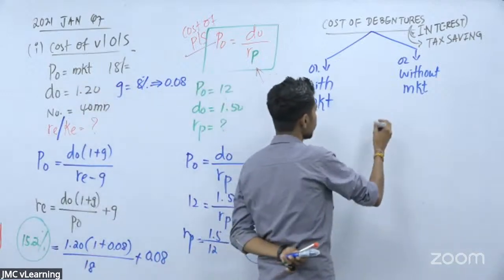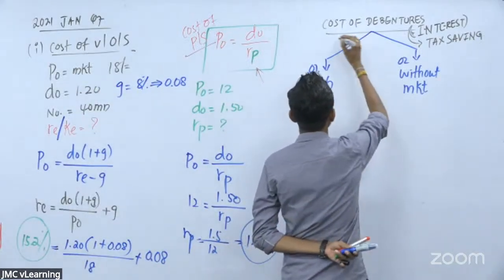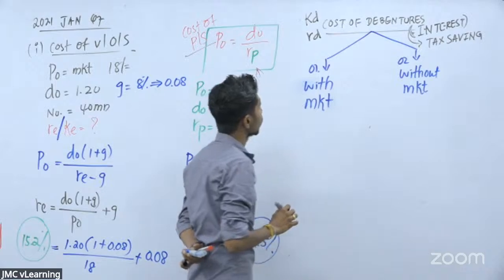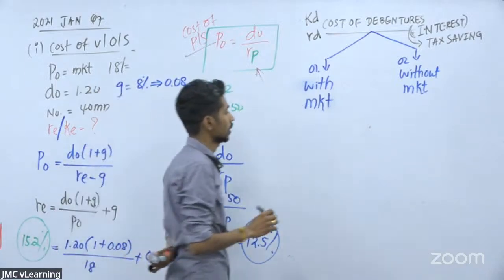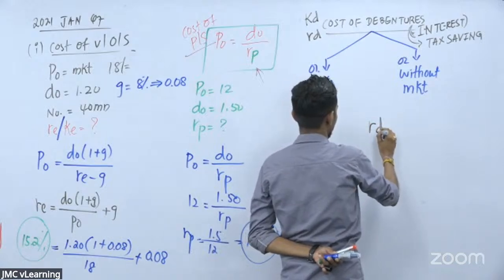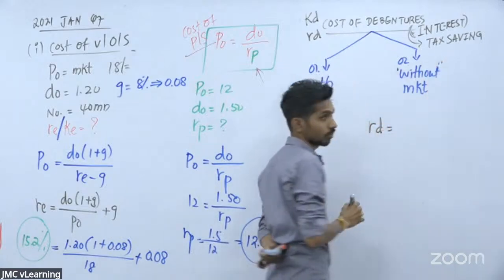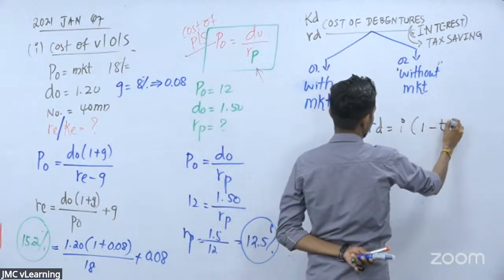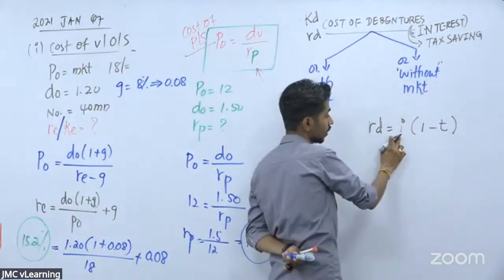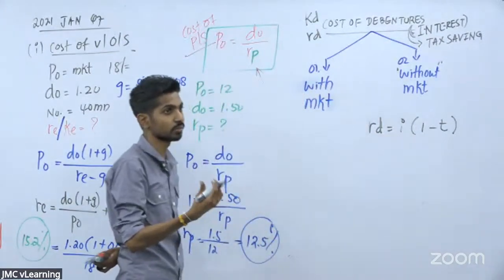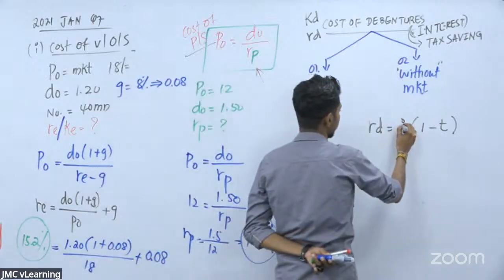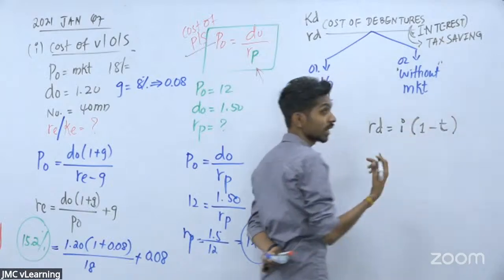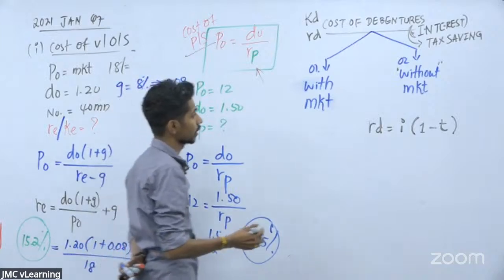Then without market information, we generally call it KD or RD, cost of debt or return on debt. There is no market information. Then it is the interest, denoted by simple I, I open bracket 1 minus T. Why am I using T? Due to the tax saving. That is the RD, without information.